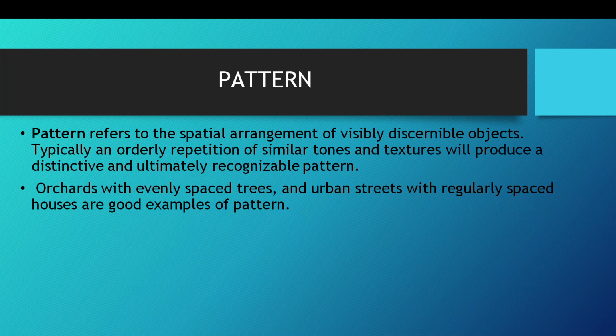Now, the concept of pattern in image interpretation. Pattern refers to the recognizable arrangement of objects in a scene. When objects are consistently spaced or share similar textures and tones, they create a distinctive visual pattern. Examples include orchards with neatly spaced trees or urban streets with regularly placed houses. Identifying such patterns helps to quickly interpret the type and layout of land features from aerial or satellite images. Recognizing patterns is key to distinguishing different types of land use and structure.